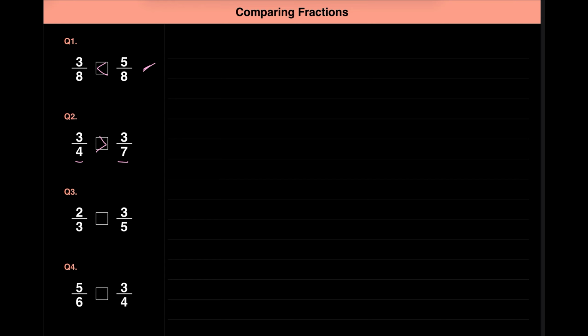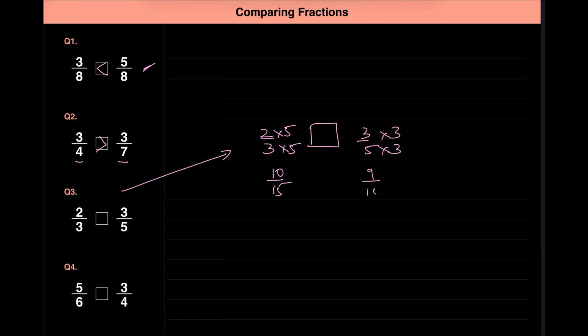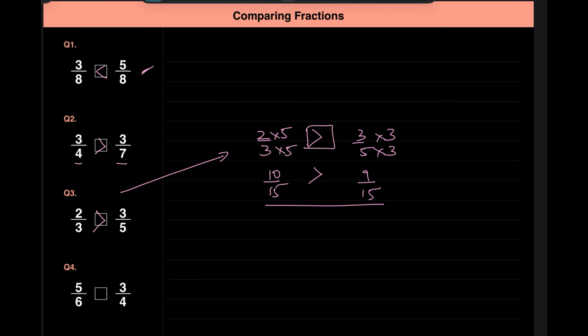Question 3, let me do it here so that we have enough space. 2 upon 3 and 3 upon 5. The LCM is 15. 3 into 5, into 5; 5 into 3, into 3. 10 upon 15 and 9 upon 15. Which is greater? Now they are like fractions. This one is greater. So this is the greater fraction.